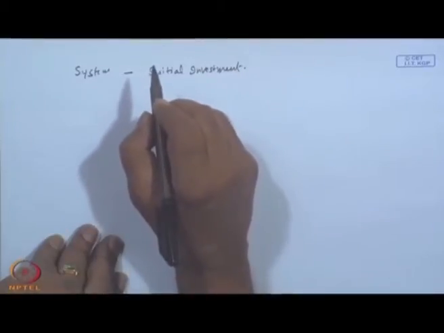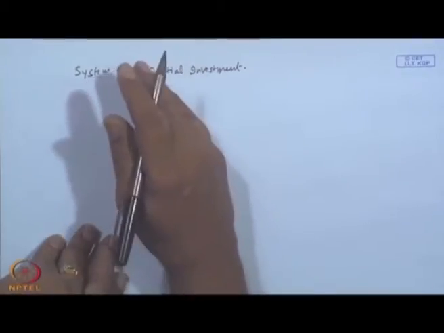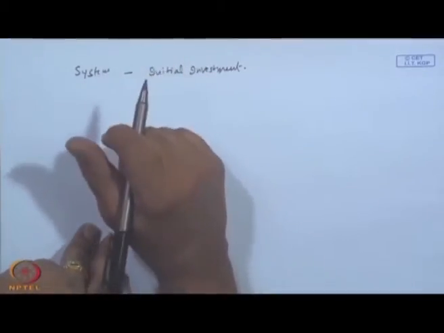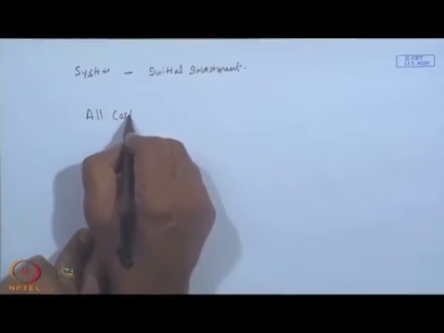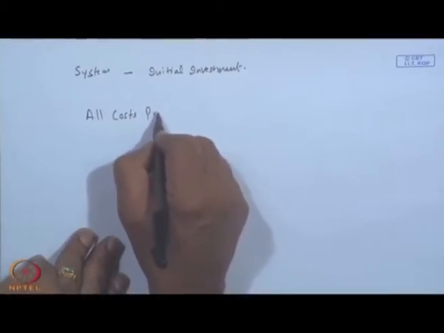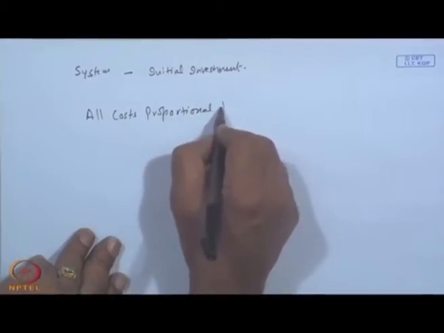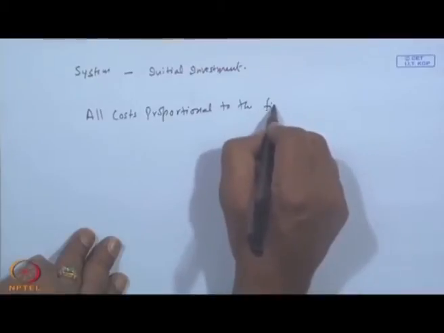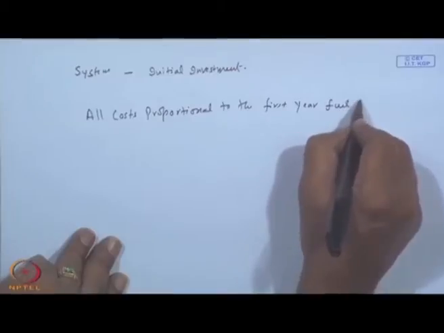So, you may make a down payment of 100% or 80% or 10%, and there will be several things like depreciation of the system, inflation, etc. So, all costs proportional to the first year fuel costs are included in P1.